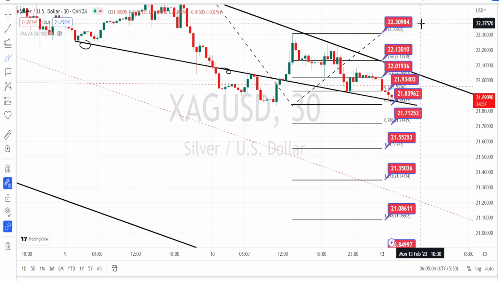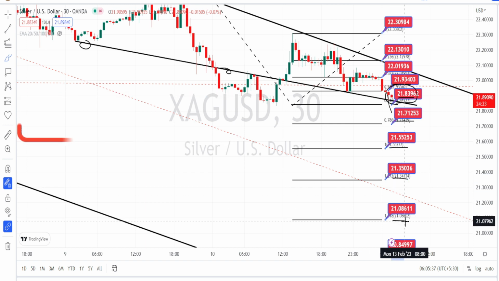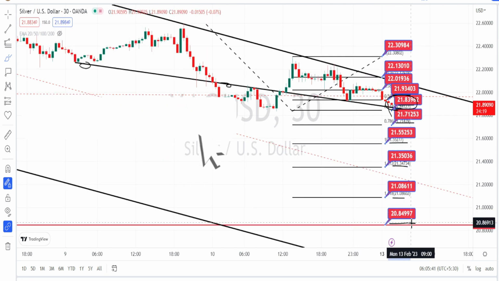And so the values within this red color boxes are the resistance and support levels for current price action in 30 minutes time frame. Currently the price action is trading between the support level of 21.83 and the resistance level of 21.93. If the bearish trend continues and breaks the support level of 21.83, next level of support is going to be around 21.71, 21.55, 21.35, 21.08 and 21.84.